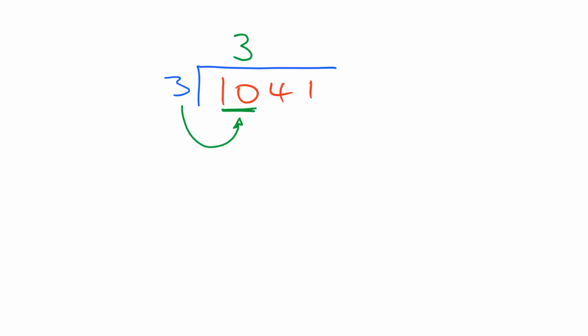Well, 3 times 3 is 9, isn't it? So it goes in 3 times, and we've got a remainder 1, so that goes in front of the 4. Now we keep going. How many times does 3 go into 14? Well, 3, 6, 9, 12. 4 3s are 12. You're trying to get to 14, so you have a remainder 2.